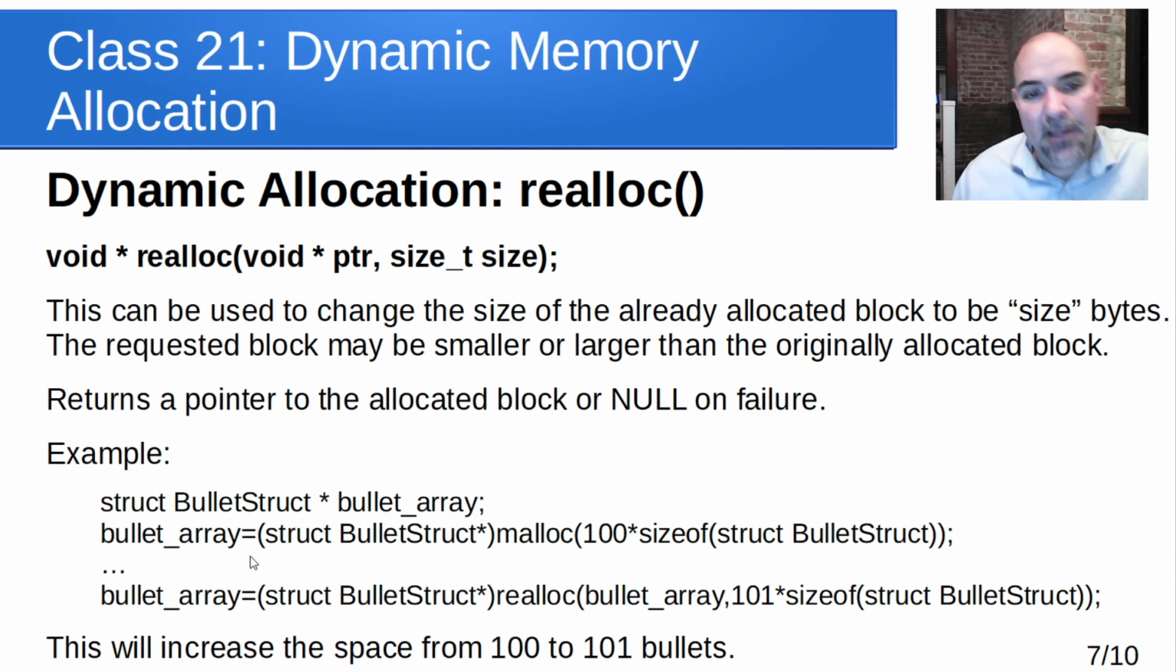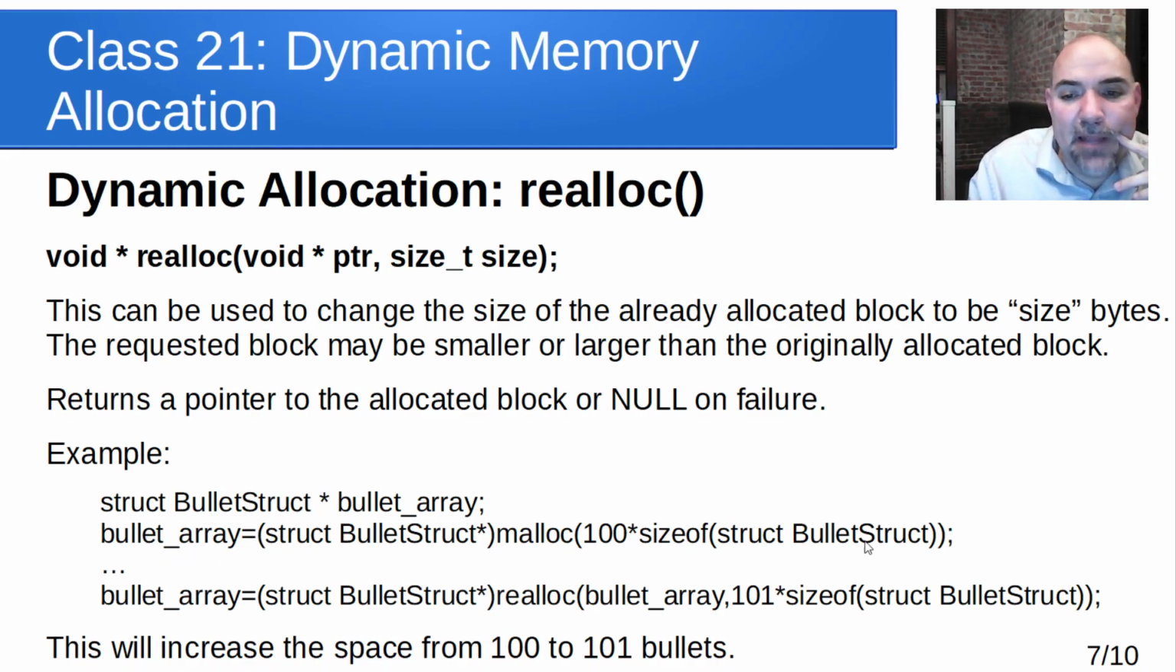Okay, realloc. We pass in the pointer, the address of the block of memory we want to resize, and then the new size that we want it to be. It's going to reallocate that memory to be either larger or smaller, and it's going to return the pointer to that. So to use that, here's an example of using it down here.